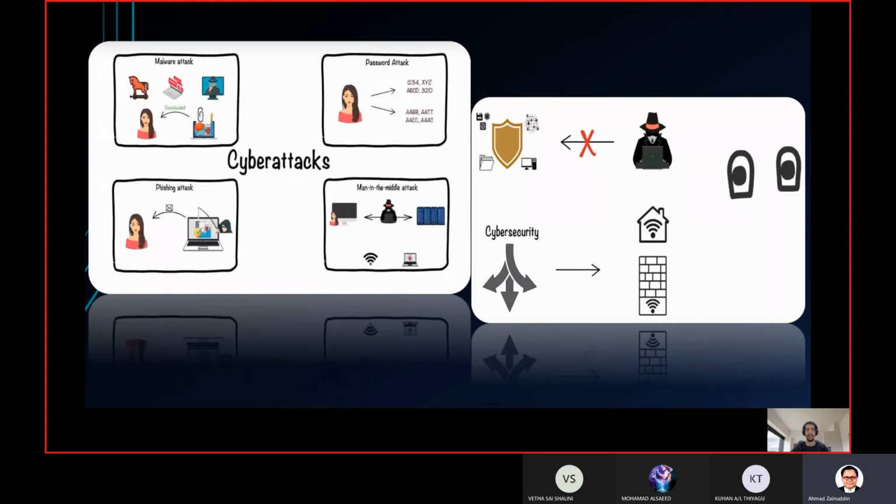Next, we have the phishing attack. In this type of cyber attack, the hackers are very experienced, and they usually send fraudulent emails which appear to be coming from a legitimate source. This is done to install malware and to steal sensitive data like credit card information and login passwords saved on the browser, and so on.